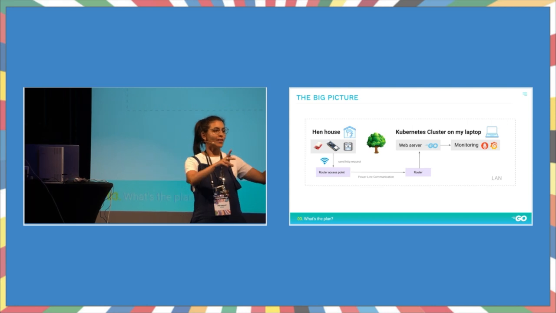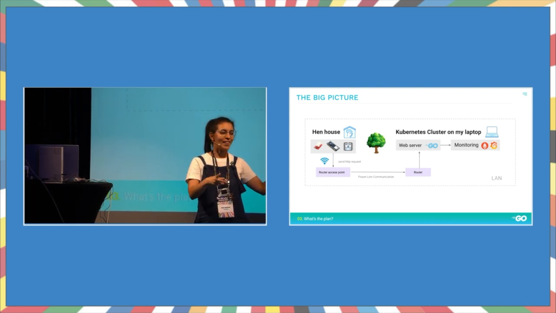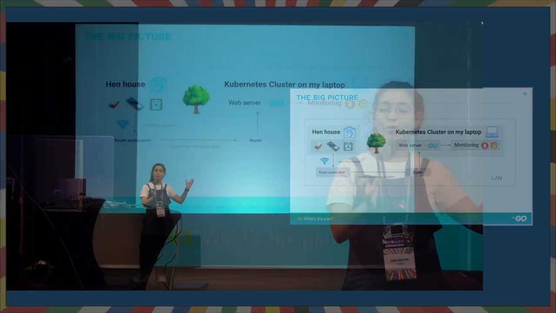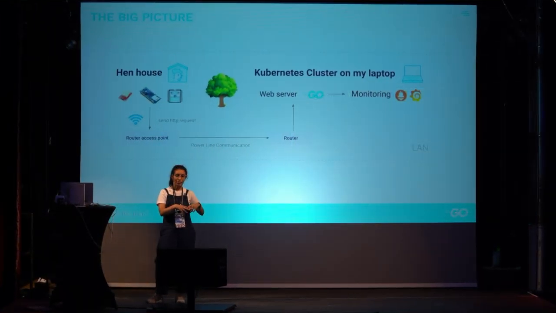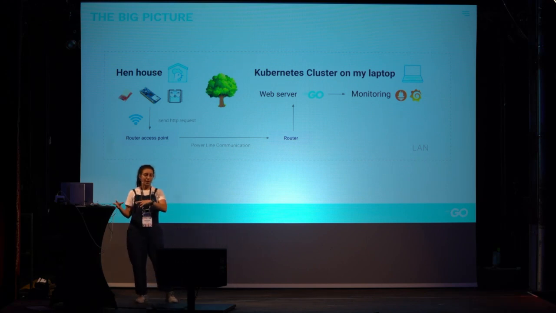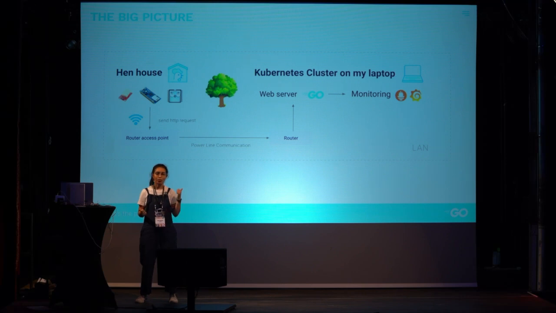So on one side, there is the hen house. In there, I have my Arduino and my DHT that are plugged together. I have a program running on it, and it's built with TinyGo. On the other side, at home, I have my computer. I have a Kubernetes cluster deployed with a web server that can receive HTTP requests with the sensor values. And I also have a monitoring layer, so I can build dashboards with Prometheus and Grafana.